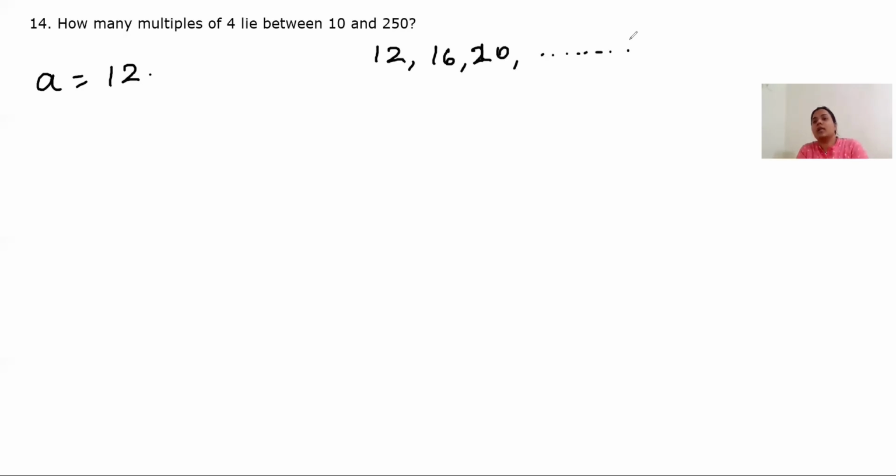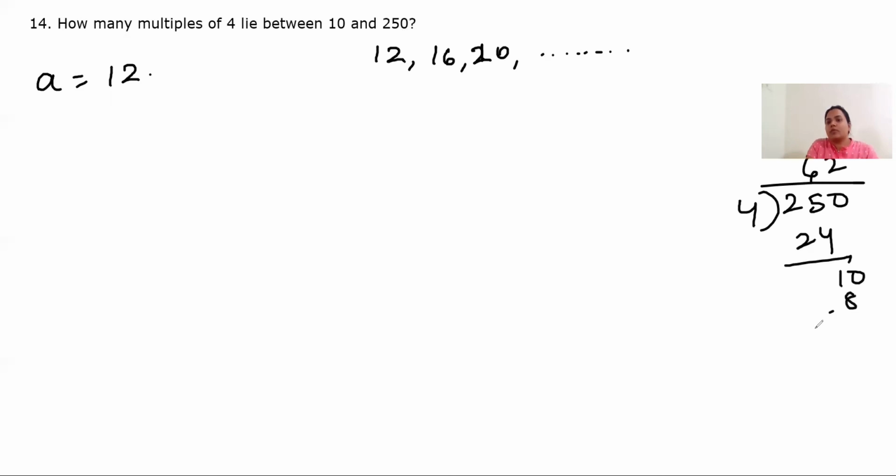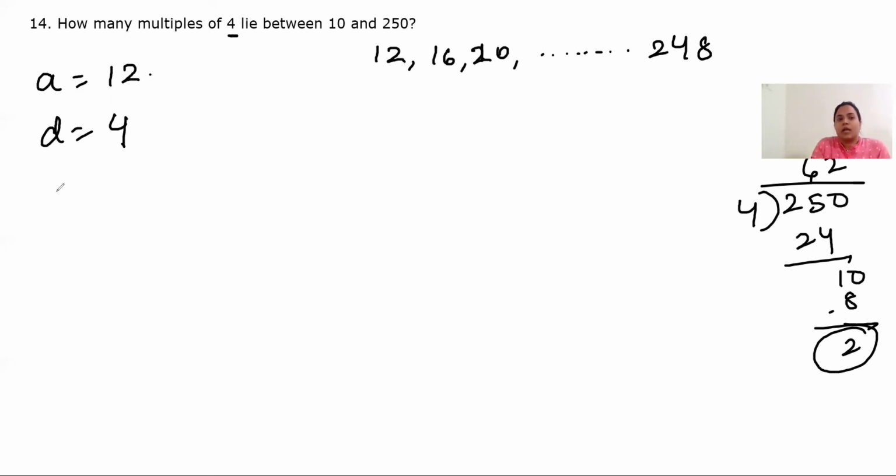And we have to find the last number. So we'll divide 250 by 4. 4 twos are 8, so the remainder is 2. We'll subtract 2 from 250 and we will get 248. So we got an AP in which A is 12, D will be 4. I already told you in this type of question, D is always this number. An is given as 248. We have to find n.